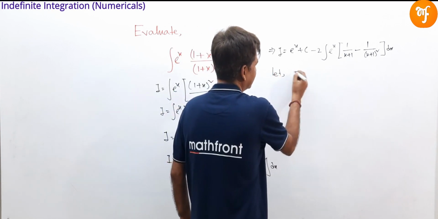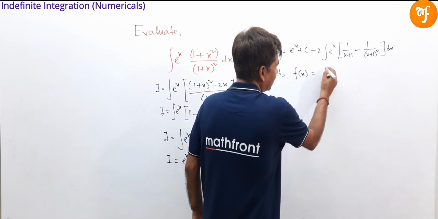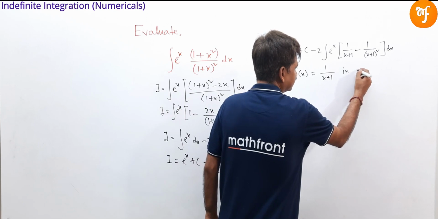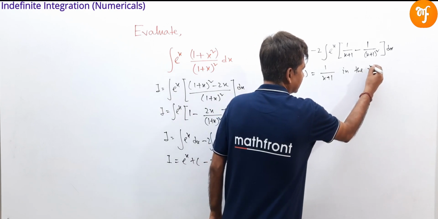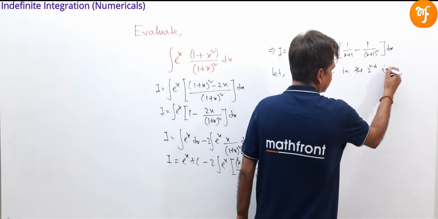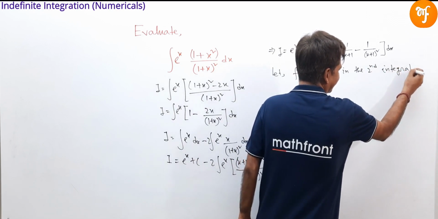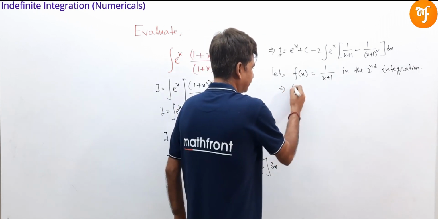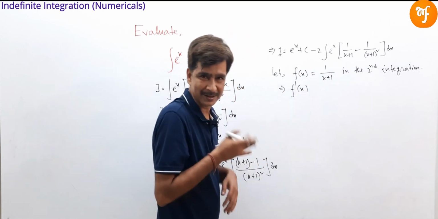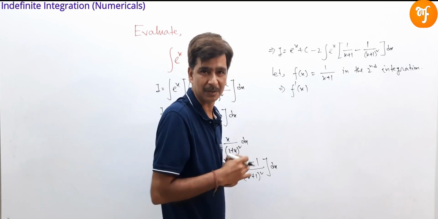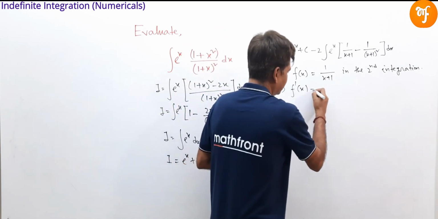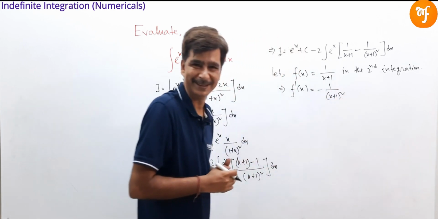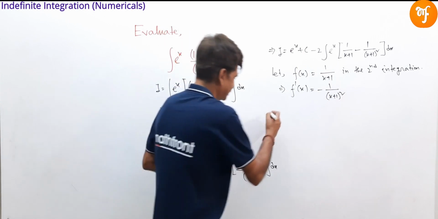Let f(x) is equal to 1 divided by x plus 1 in the second integration. Okay, clear? So obviously, differentiating both sides with respect to x, we get f dash x is equal to d/dx of 1 divided by x plus 1, that will be minus 1 divided by (x plus 1) whole square. So what will be the integration?